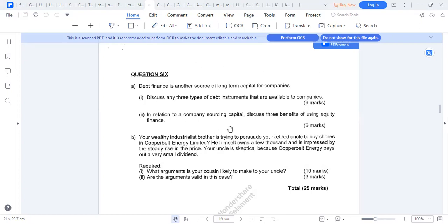All right, so this is regarding the benefits. Any of these that I've mentioned, you can pick any three benefits of using equity.